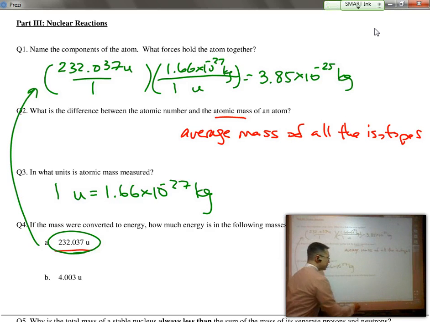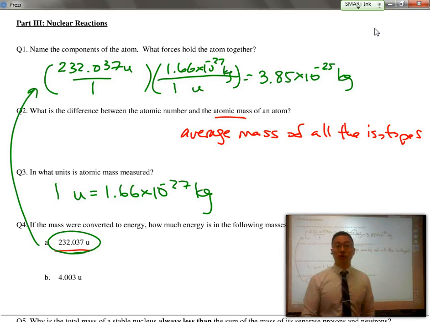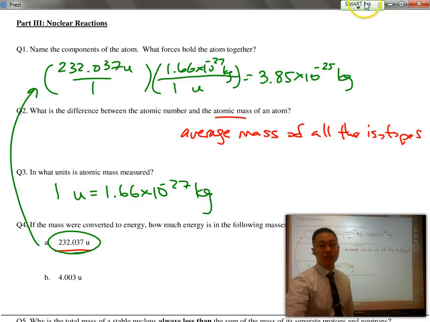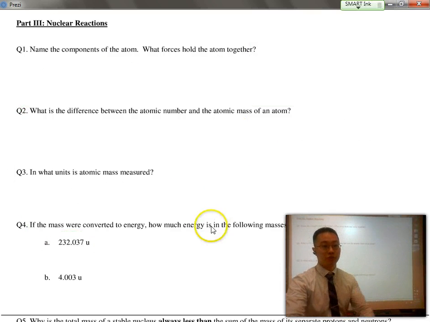Now, in the next part of our unit, we're actually going to start talking about Einstein's famous equation as well, which is E equals mc squared.